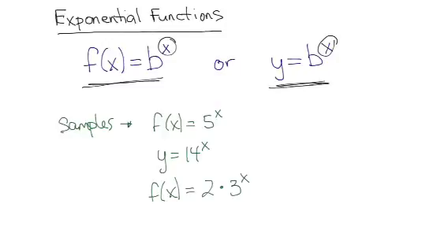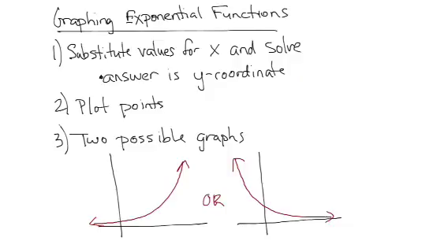So here are some samples. F of x equals 5 to the x power, or y equals 14 to the x power, or even f of x equals 2 times 3 to the x power. All of them having the same thing in common. Our missing number x is the exponent, which is why it's called an exponential function.